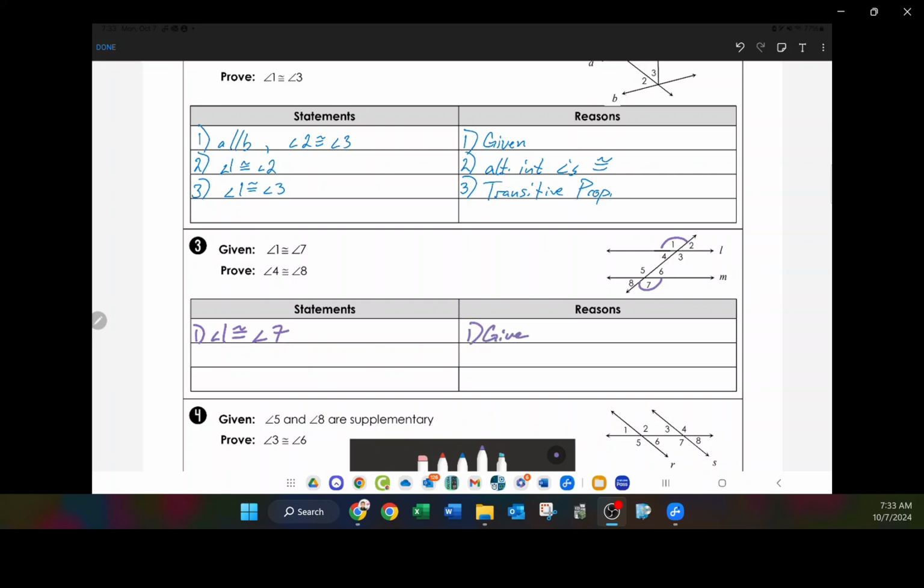Yeah. The alternate exterior angles converse. And that says that L is parallel to M. And if the two lines are parallel, angle 4 and 8 are what kind of angles? They're corresponding. So corresponding angles are congruent.